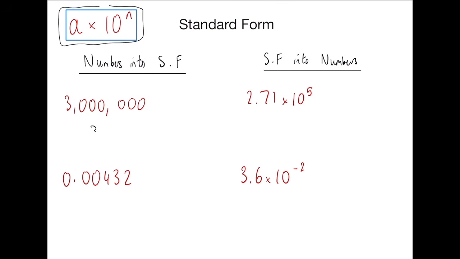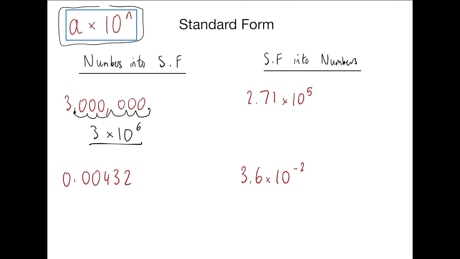3 million, we had 3 times 10, and the best way to work this out, at the moment, the decimal point is at the end of the 0 because it's a whole number. Our new decimal place is going to be over here because it's kind of like 3.0. How many places do we need to move that decimal place to get back to the other one? 1, 2, 3, 4, 5, 6. So it's going to be 3 times 10 to the 6.